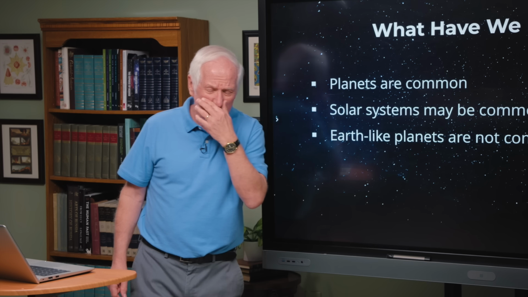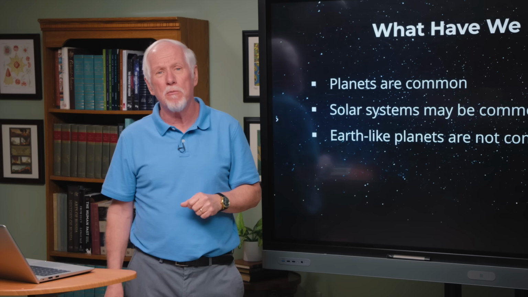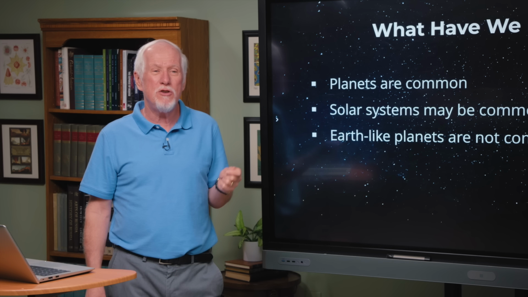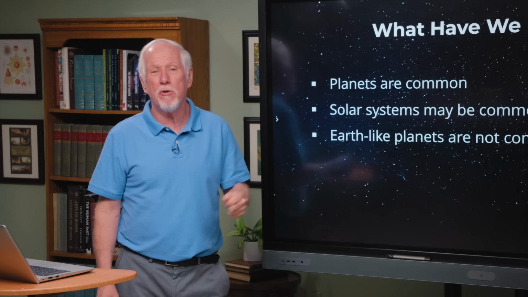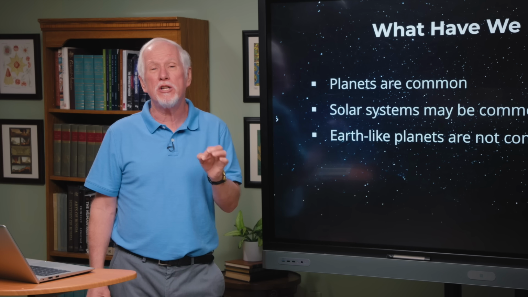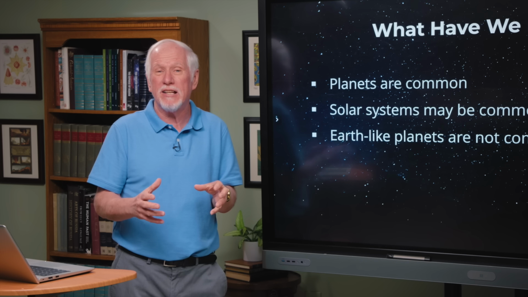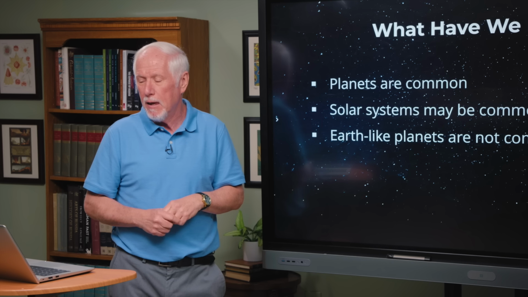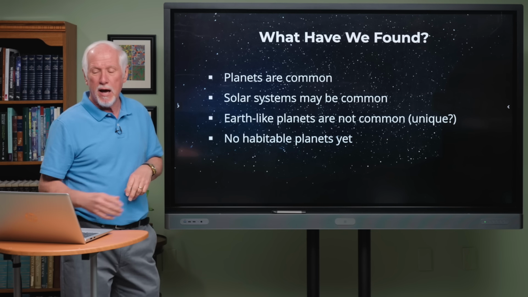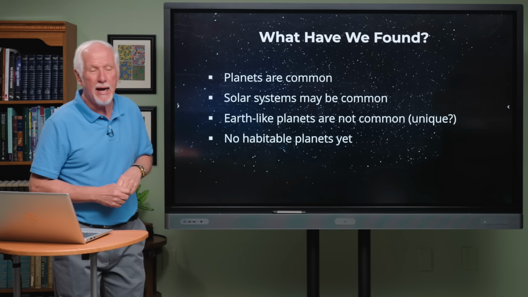Now, you might say, well, we just need to keep looking and find out more. That's true, but you can always collect more data. You can always find more exoplanets. At some point, you have to stop, at least temporarily, and say, we can make a conclusion based on what we have right now. And my conclusion is that we have no habitable planets yet.